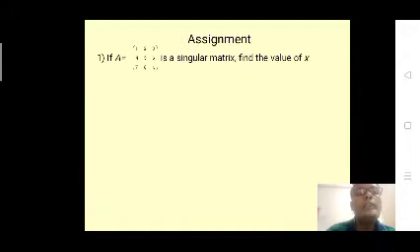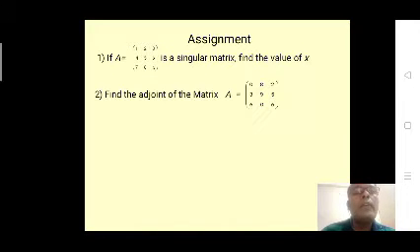We go to the assignment. If A is equal to [1 2 3; 4 5 6; 7 8 x] is a singular matrix, find the value of x. How can we find the value of x? Singular matrix means determinant is equal to 0. Then expanding by the first row, we find out the value of x.